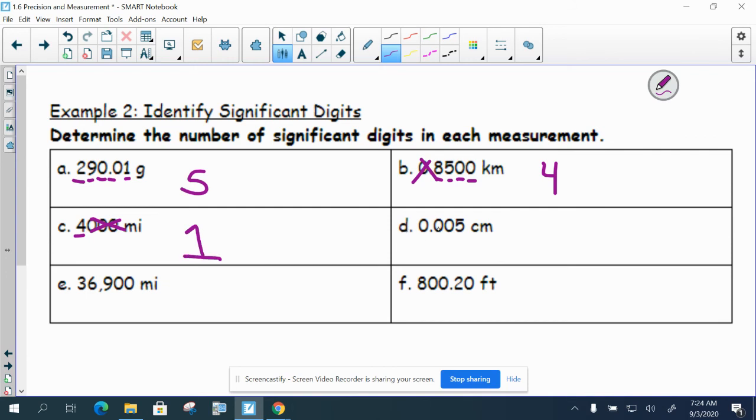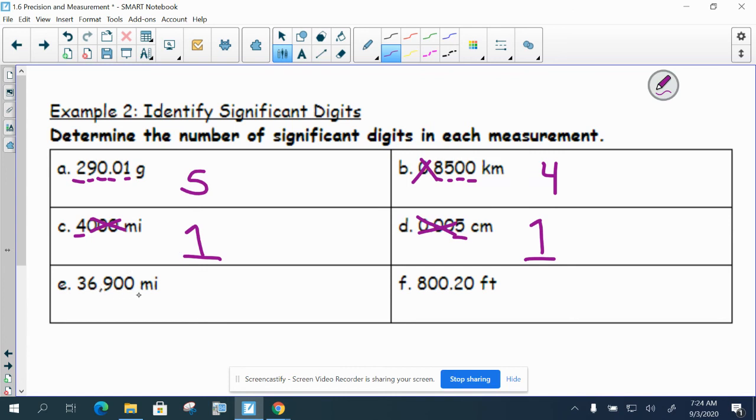And then part D, the 5 counts. However, these zeros don't count because they are just placeholders for the 5, and they are to the left of the 5. They have to be to the right of the 5 and the right of the decimal. It gets a little bit tricky, I know, because even though these zeros are to the right of the decimal, they're not to the right of the 5. So it has to be both of those two things. So this is only 1.